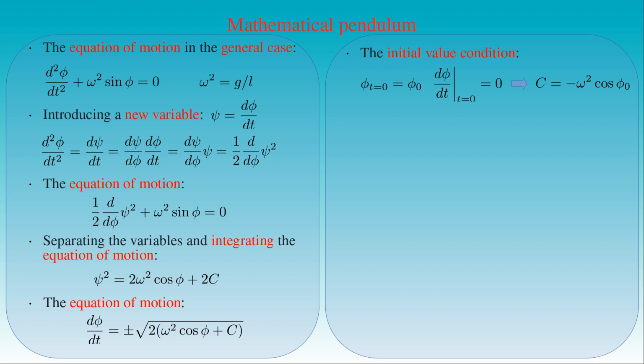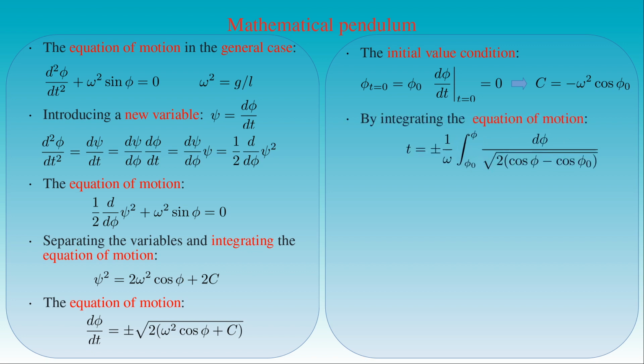Now we can substitute the constant c back into the differential equation, separate its variables and integrate it over an interval measured from the initial time t0 and the initial angle phi 0. As a result, we can write that the time t measured from the initial time is equal to plus or minus 1 over omega, times the integral of 1 over the square root of 2 times the difference between the cosine of the angle phi and the cosine of the initial angle phi 0 with respect to phi from phi 0 to the angle phi measured at the time t.